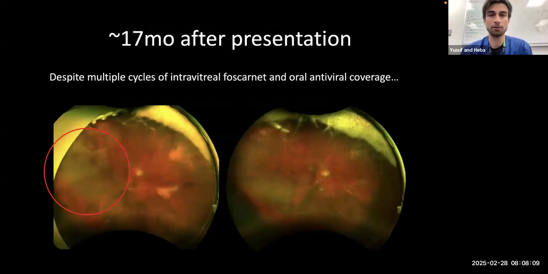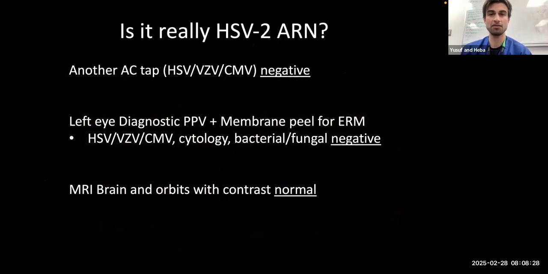Roughly 17 months after presentation, and despite multiple cycles of the intravitreal foscarnet and oral antiviral coverage, you can see here that the patient was seen with significant recurrence of the retinitis, more vitreous haze. There was a big area of retinitis temporally in the right eye. So we were a bit questioning what was going on here and whether HSV2 ARN was really the right diagnosis. So another AC tap for viral PCR was done.